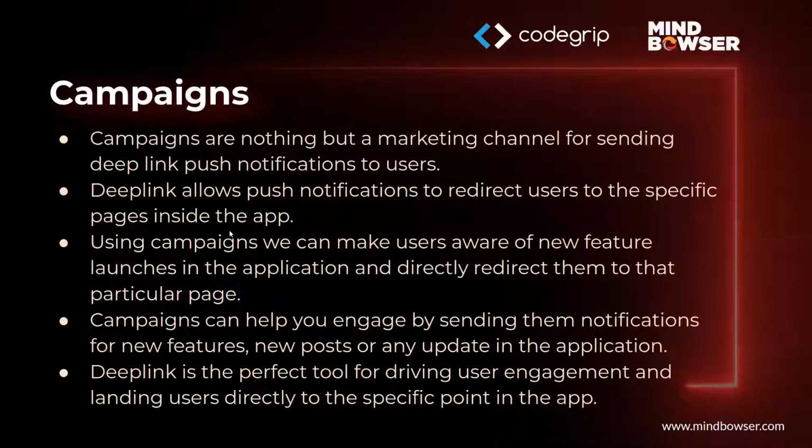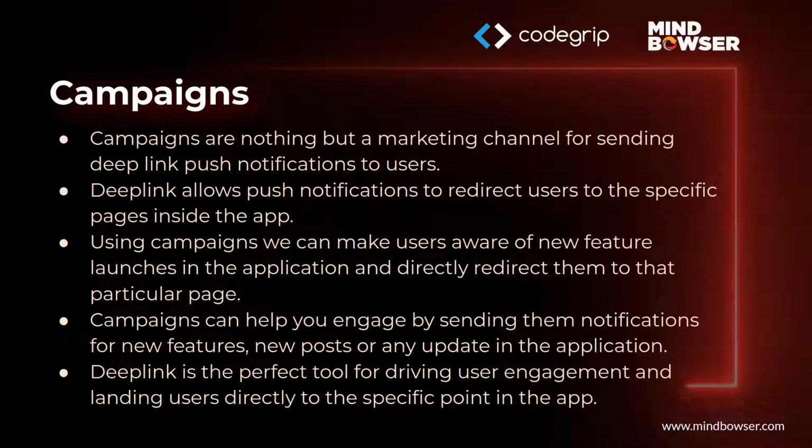Okay, so campaigns are nothing but a marketing channel for sending deep link push notifications to users. The notifications which you get on your mobile, for example, Amazon notifications or BookMyShow notifications, are called campaigns. So what does it allow? Deep link allows a push notification to redirect the user to a specific page inside the application.